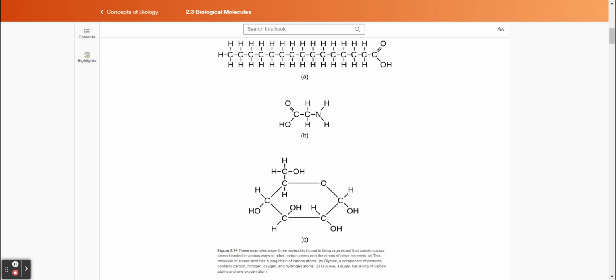Figure 2.14. These examples show 3 molecules found in living organisms that contain carbon atoms bonded in various ways to other carbon atoms and the atoms of other elements. A. This molecule of stearic acid has a long chain of carbon atoms. B. Glycine, a component of proteins, contains carbon, nitrogen, and oxygen and hydrogen atoms. C. Glucose, a sugar, has a ring of carbon atoms and 1 oxygen atom in the ring.